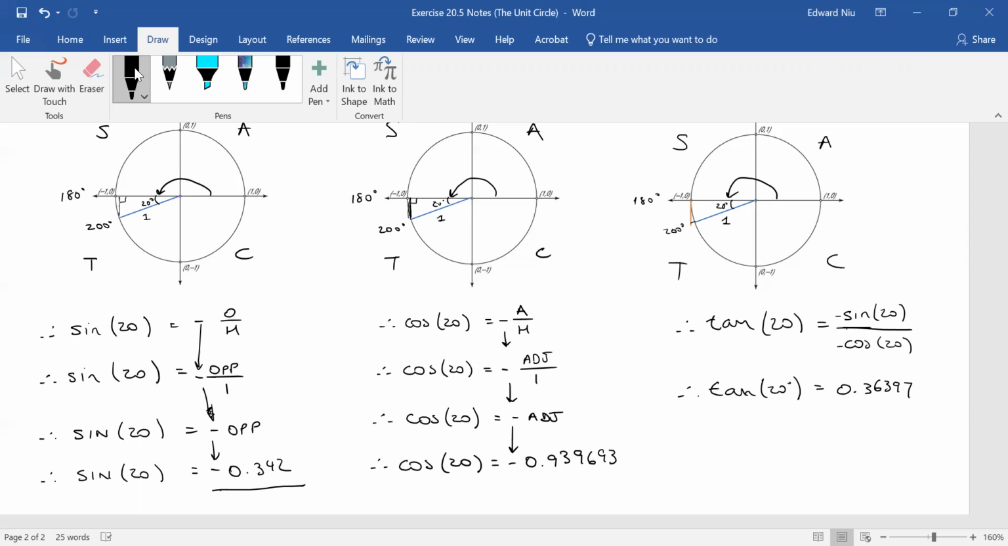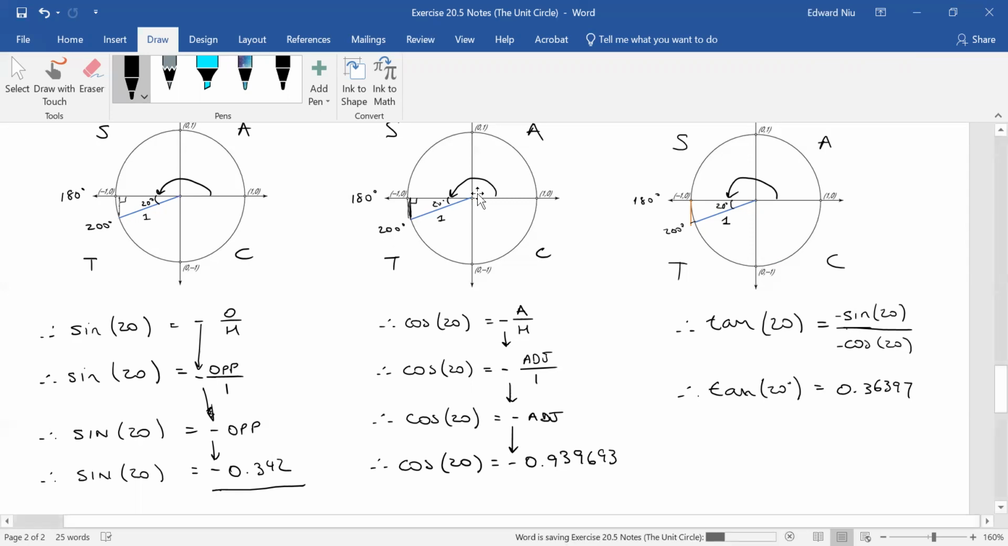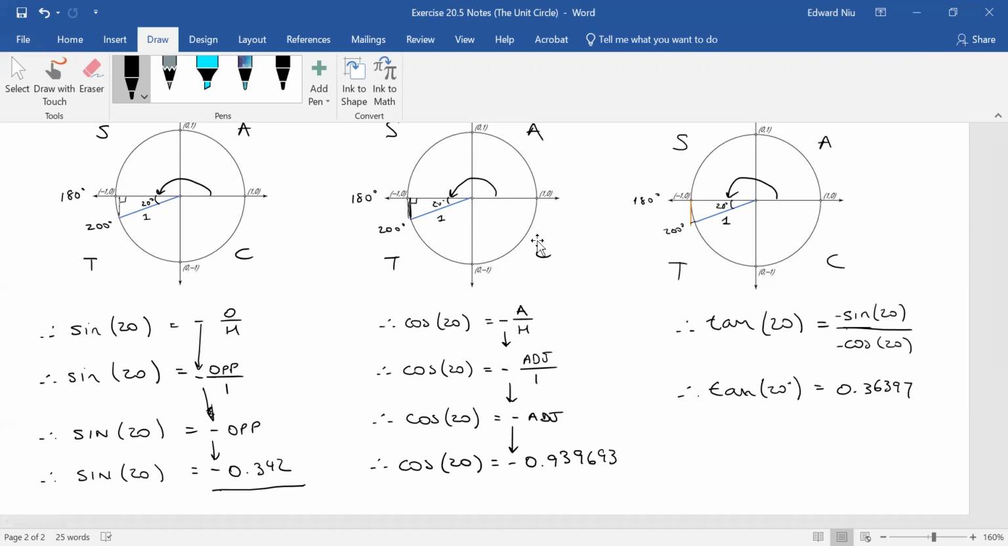And that passes the eye test. You know, it's not something that's an abnormally large line. Okay, so you can always check with the eye test to see what you get. And then double checking, we can also go tangent 200 to see what we get. And it's positive 0.36397, which is an irrational number as our answer.